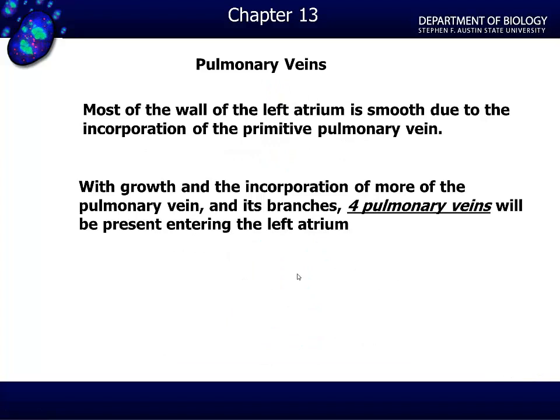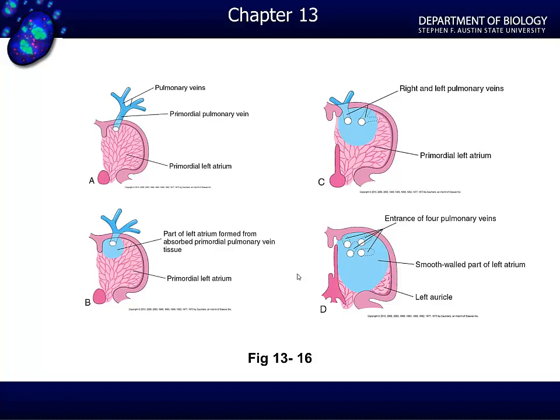Now, on the left side, we're also going to have a smooth portion, but this is not coming from the sinus venosus. This is actually coming from tissue that was formerly a pulmonary vein. Early on in your developmental growth, basically you had a single pulmonary vein entering in. It was almost like a pulmonary trunk, and we can see that illustrated in A.